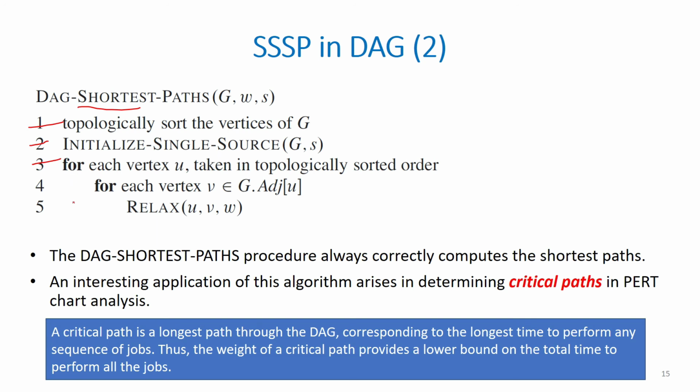Since it always produces the right answer, it is widely used in determining critical paths in project management. I am sure you all must have taken a course on project management or at least heard of PERT charts. A critical path in a PERT chart is the longest path in the project, which corresponds to the maximum time taken to complete the project. Each edge along the critical path carries a weight which contributes to the total weight of the path. Hence, the weight of a critical path bounds the time taken to complete the entire project.